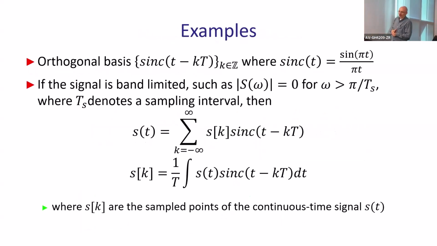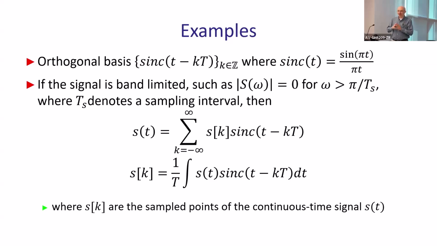Okay, another example. Here we have an orthogonal basis which is not the exponent anymore, but sinc. And sinc is defined by sine of pi t divided by pi t. In math, the sinc function is actually sine of t divided by t, but in engineering we always define it with pi for convenience, because computations become much easier. So this is how we define the sinc function.